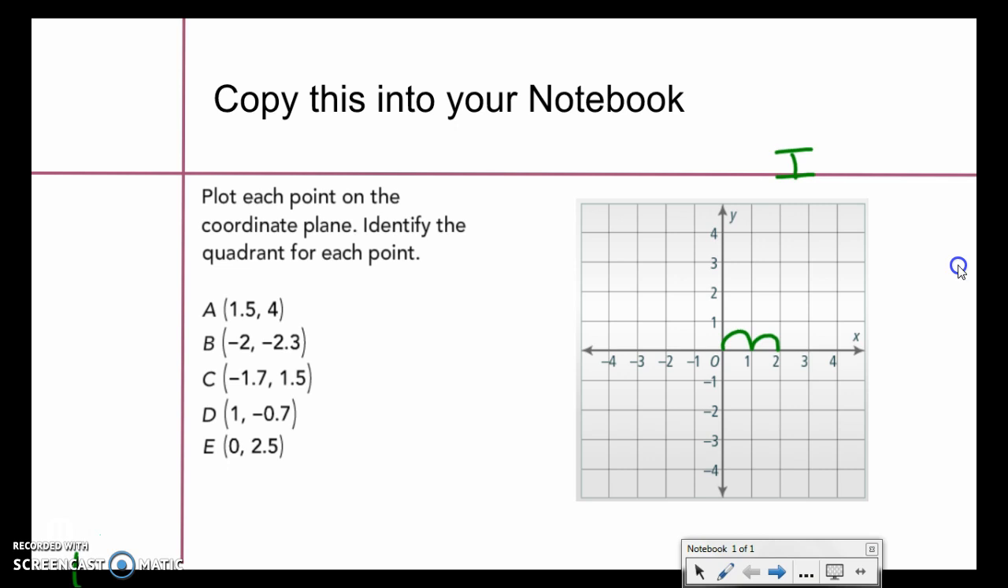Okay? So we don't have to worry about skipping boxes, but we will have to figure out about where 1/2 is. So let's go ahead and do point A. We have 1.5 for our x-coordinate. So we pass the 1, and then we go about halfway between 1 and 2, which is about right there. Okay? From that spot that we end up on, we're going to go up 4 spaces because we have a positive 4. So we're going to go 1, 2, 3, 4 spaces up. Our point A is located right here.